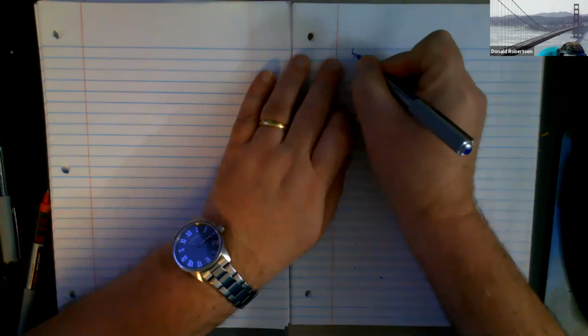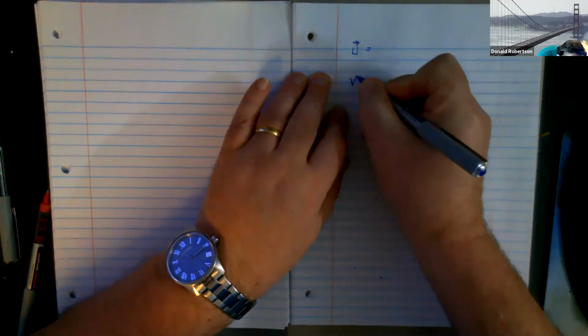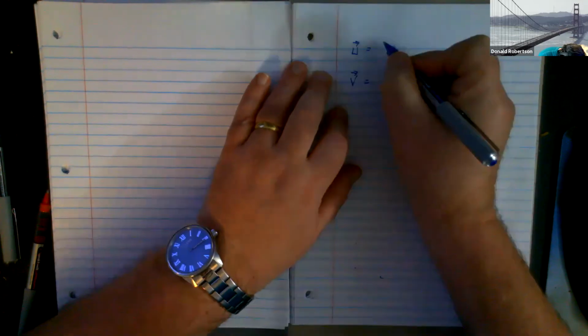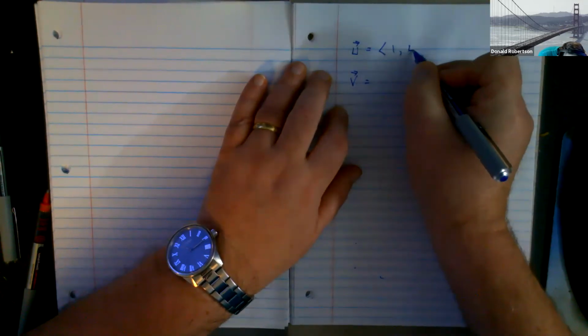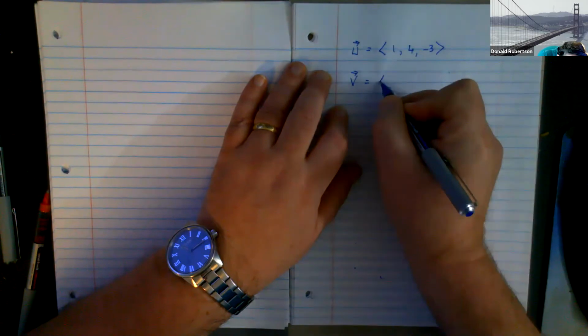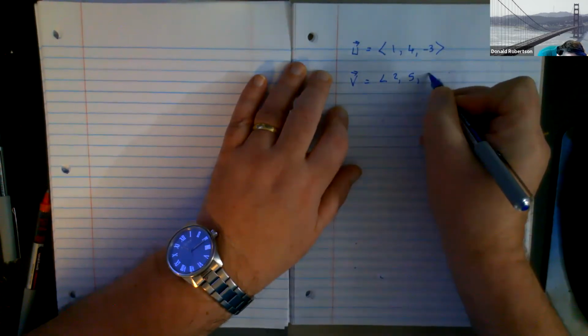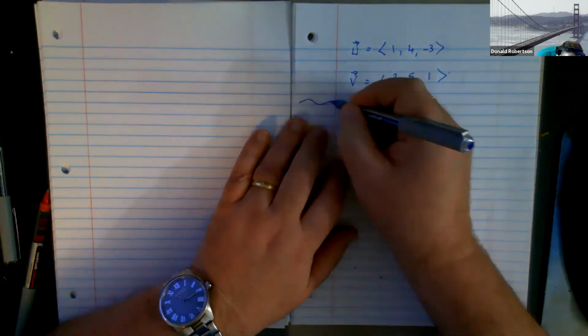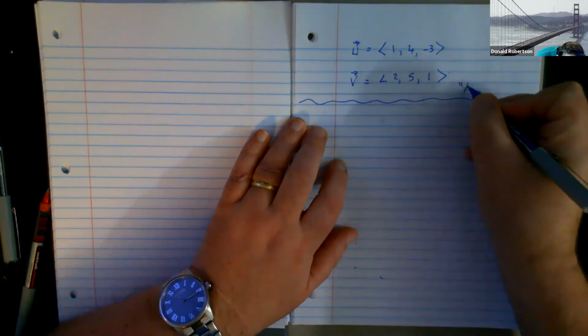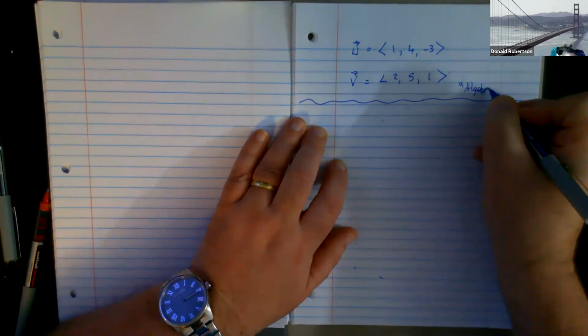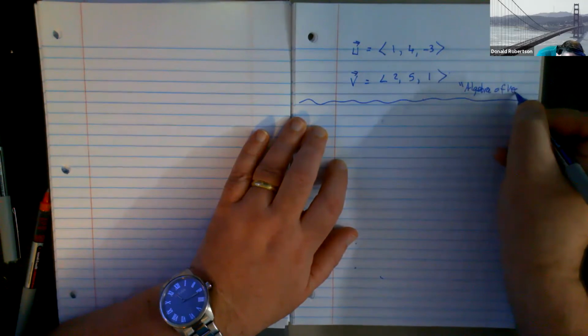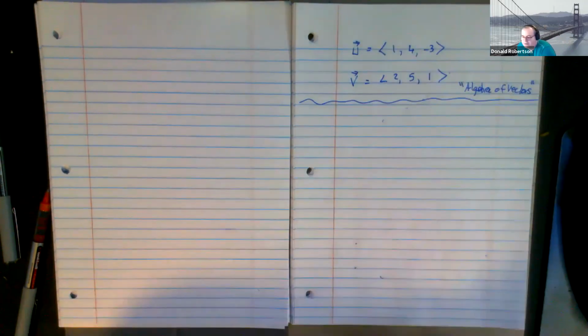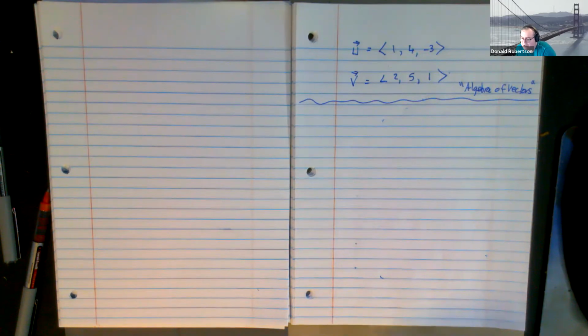Imagine I've got a vector. I'm going to call the first one U and the second one V because I have no imagination either. 1, 4, -3, and 2, 5, 1. And I was asked to do what is sometimes called the algebra of vectors. Now, the algebra of vectors is essentially how do you combine vectors, add, subtract, things like that.